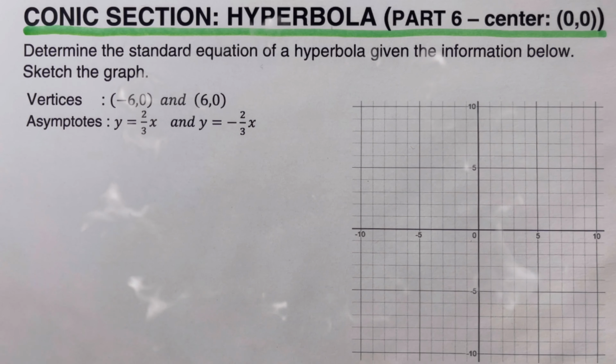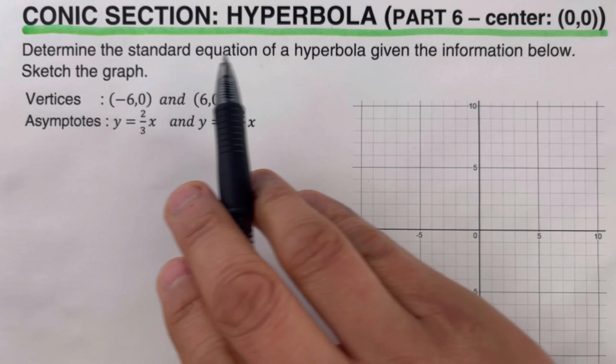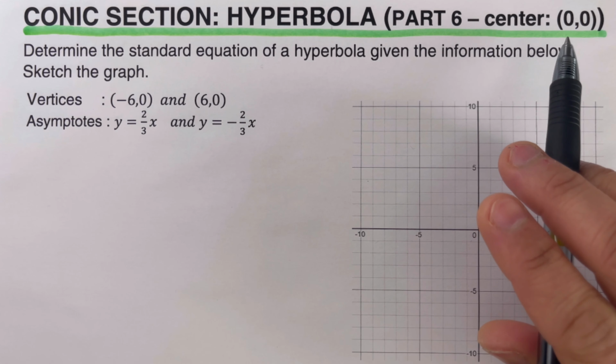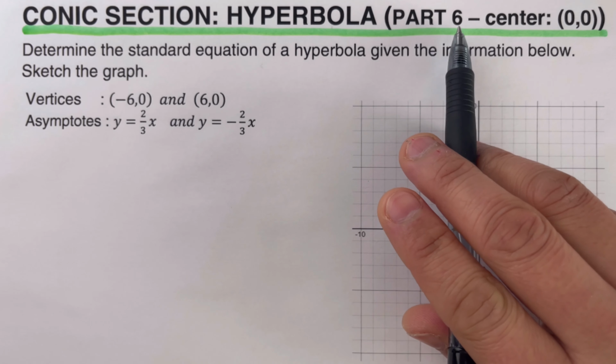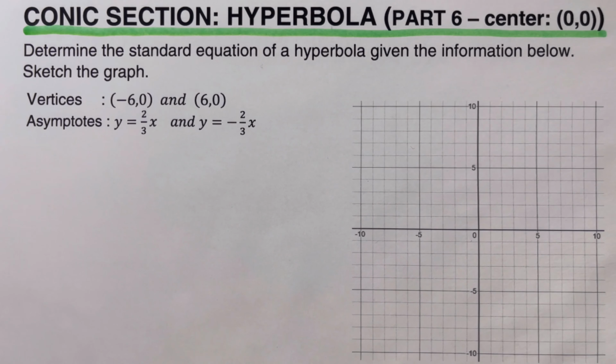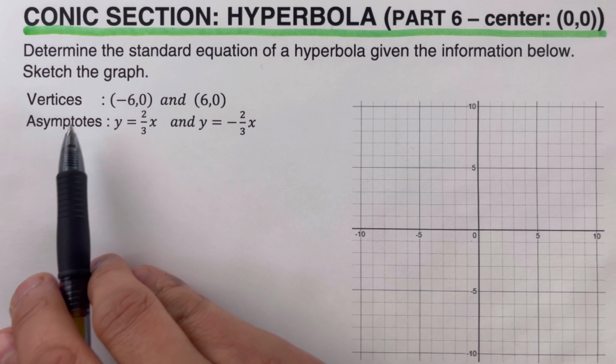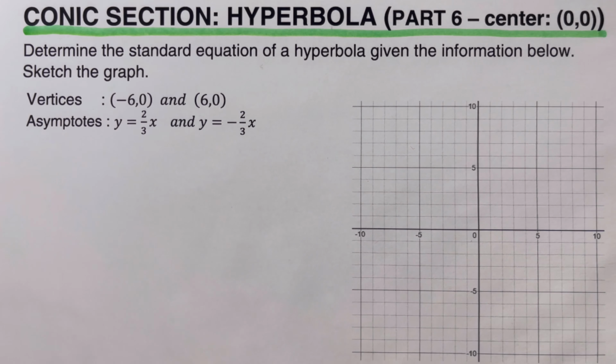Hello everyone. This video will focus on conic sections, specifically on hyperbola with center at (0, 0) or at the point of origin. And this is the sixth part. In this part, we're supposed to determine the standard equation of the hyperbola. We're given the vertices and the equation of the two asymptotes.